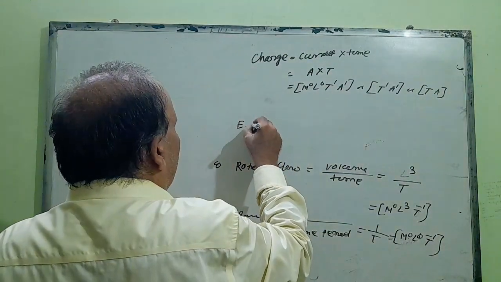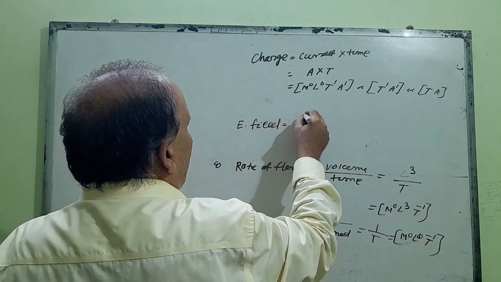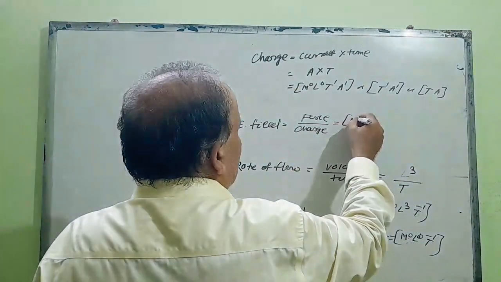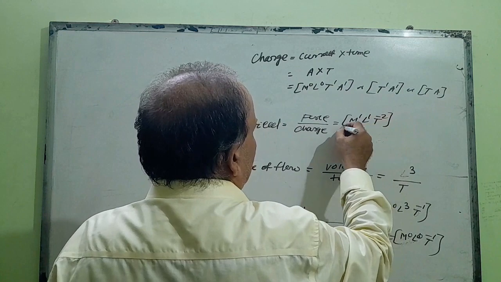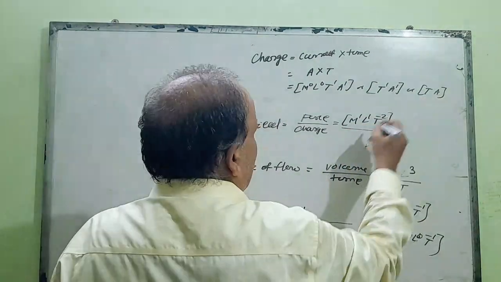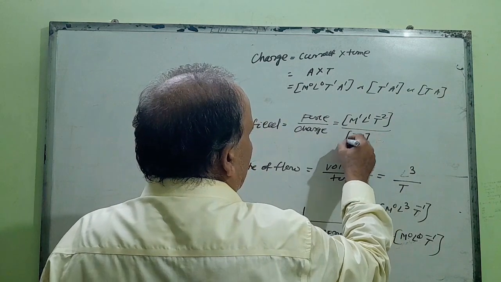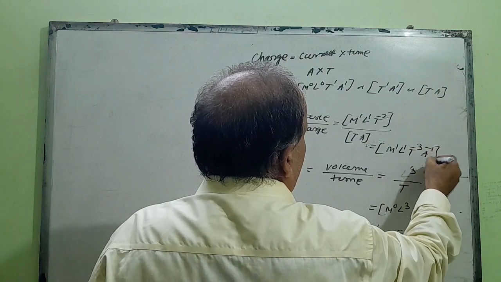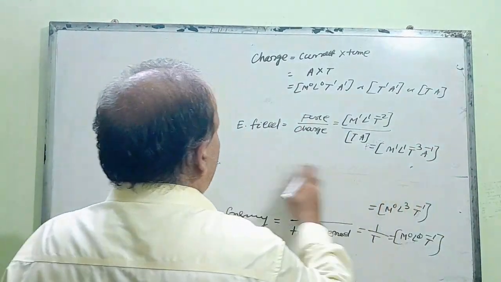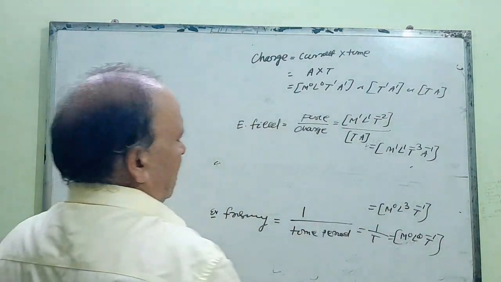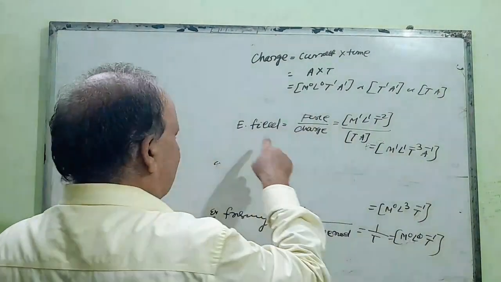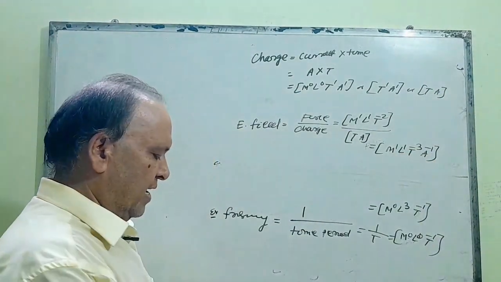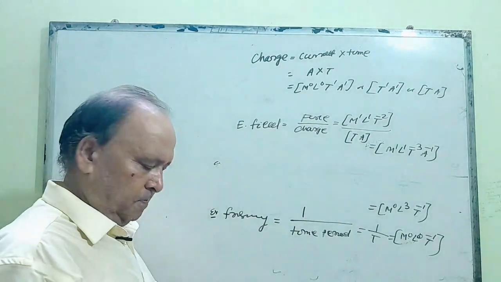Next come to your electric field. Electric field, your force by charge. You see your force has a dimension M1 L1 T to the power minus 2 by your charge. Charge has the dimension TA, that is your M1 L1 T to the power minus 3 A to the power minus 1. Its dimensional formula of electric field is M1 L1 T to the power minus 3 A to the power minus 1, and its dimensions are 1, 1, minus 3, minus 1 in mass, length and time respectively.